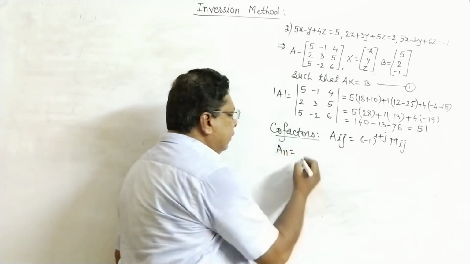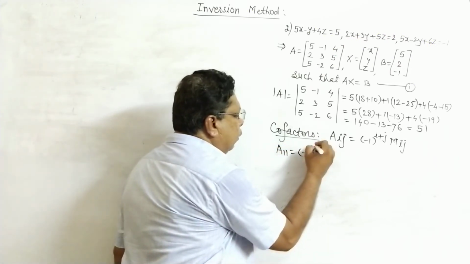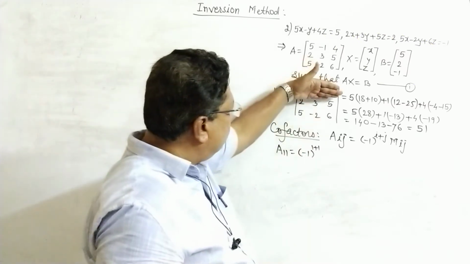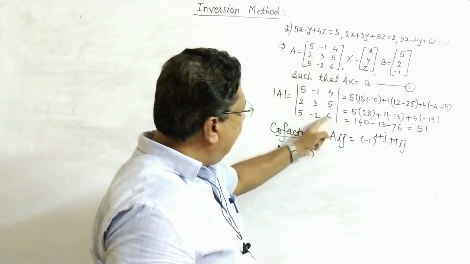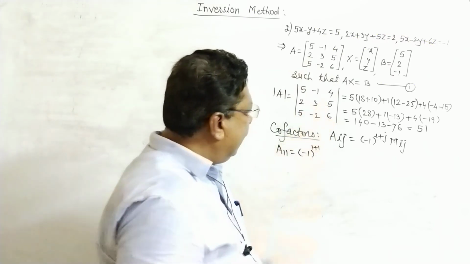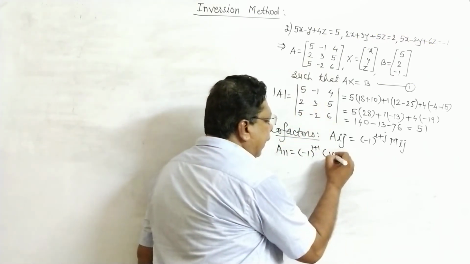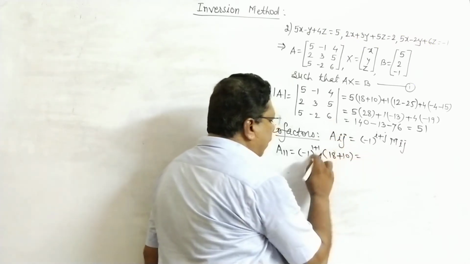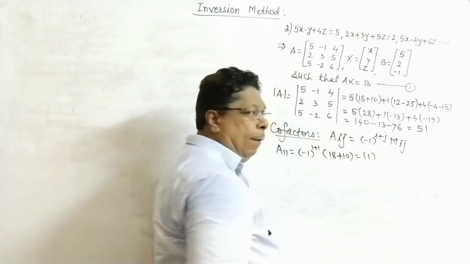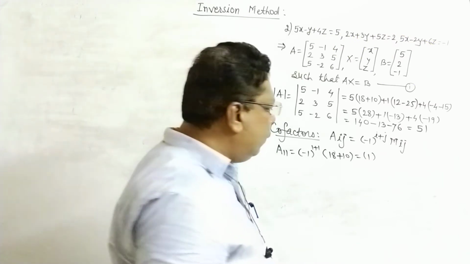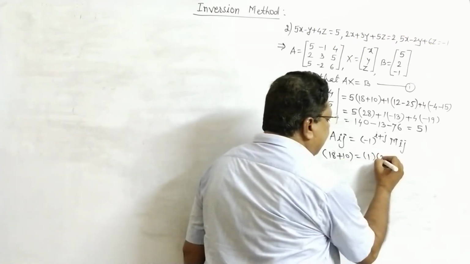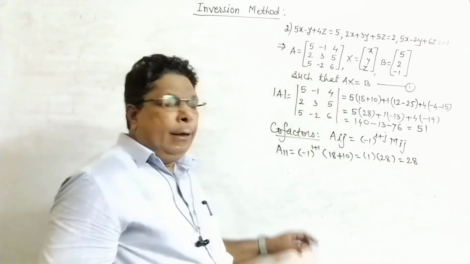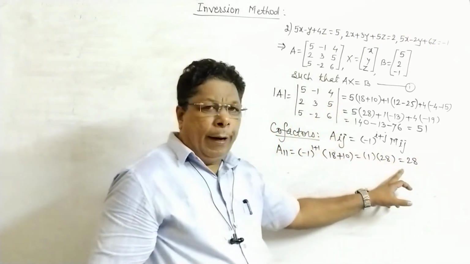A11 minus 1 raised to 1 plus 1. Now first row, first column छोड़िए. Remaining elements का cross multiplication. 18 minus minus 10 is 18 plus 10. Minus 1 raised to 2 is always 1. Minus 1 raised to even number is 1. 18 plus 10, 28. So first cofactor A11 is 28.